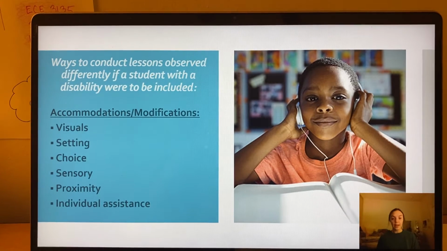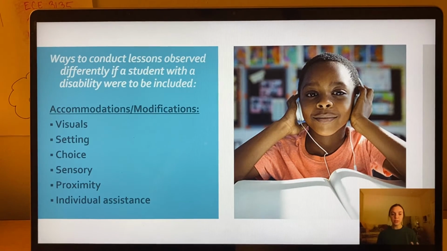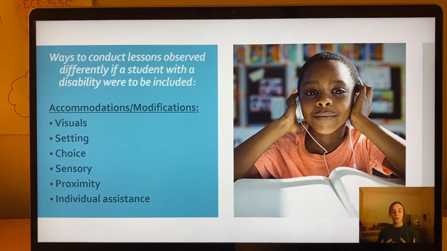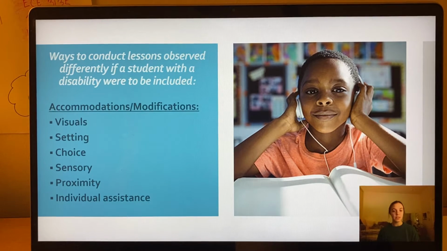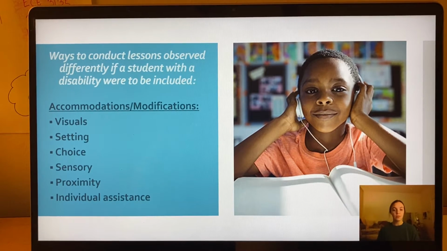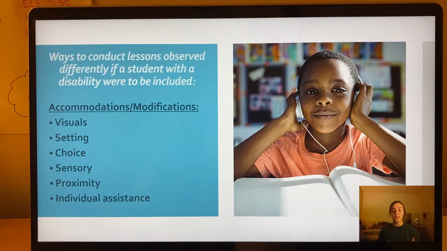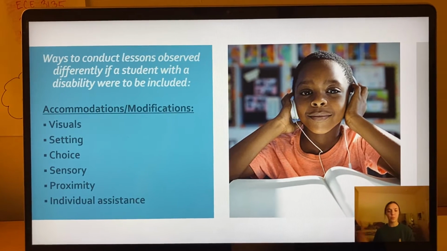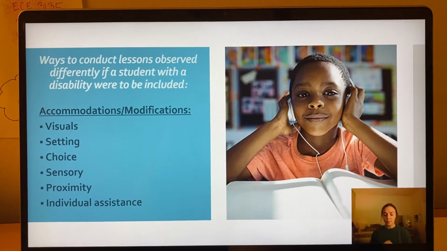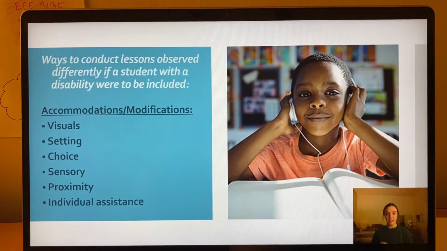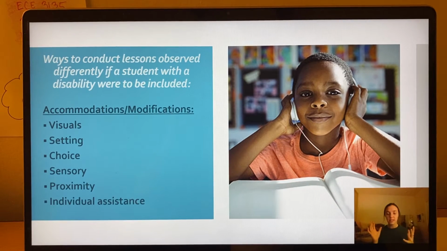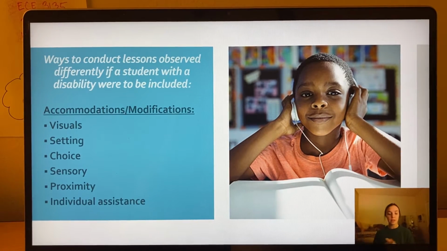And then some ways to conduct lessons observed differently if a student with a disability were to be included. I have listed some here. Visuals, so images and large print provided. Setting, so maybe a different testing room, allow for more time. Maybe provide, as you can see in the photo, noise canceling headphones to promote focus.